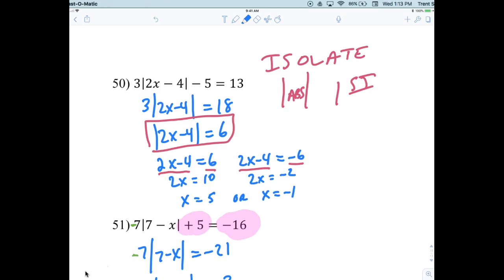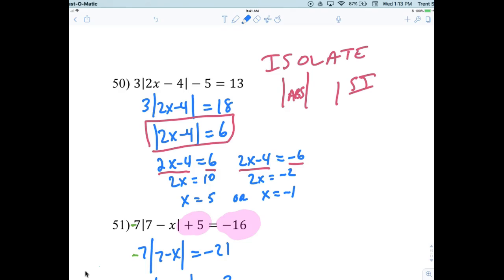Isolate first. So, how do I get rid of a minus 5? You add 5. That's why the 13 became a what? How do I get rid of a times 3? Divide by 3. That's where the 18 became a what? We don't want to distribute in an absolute value. Do not distribute in an absolute value. All right? Now, once you have it down to 2x minus 4 equals 6, it's just 2x minus 4 equals 6 and 2x minus 4 equals negative 6. And then just solve the equation, which I think most of you are pretty good at.